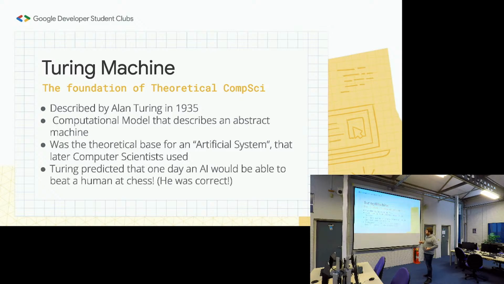Next slide, please. So Turing predicted that one day an AI would be like an artificial system, because the term AI wasn't about then. The term AI came about in about the 50s. He predicted it would be able to beat a human at chess. And he was correct, it happened about 70 years later.